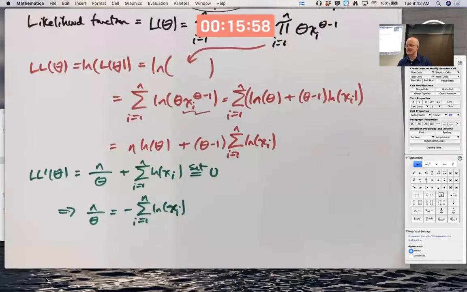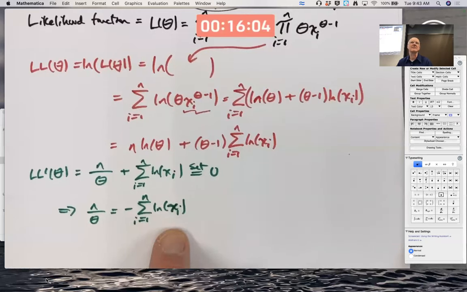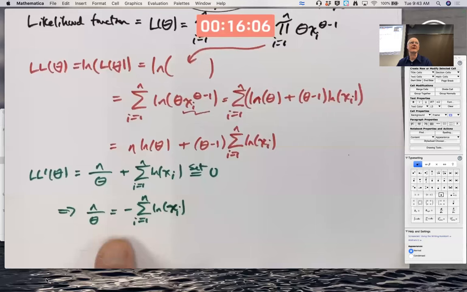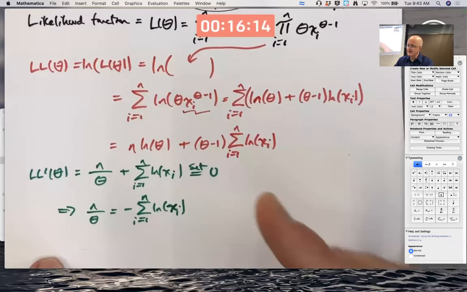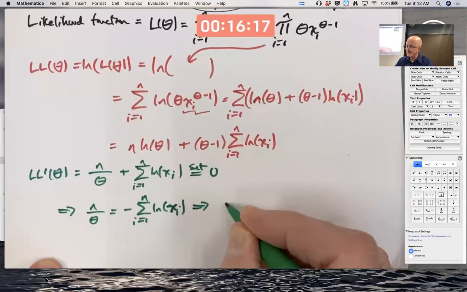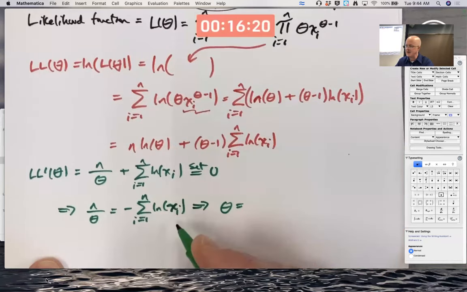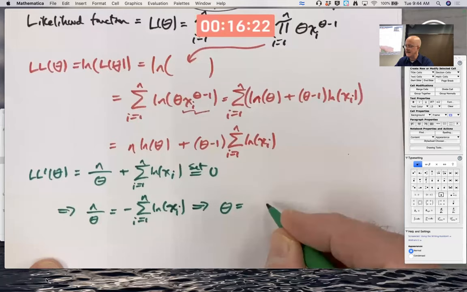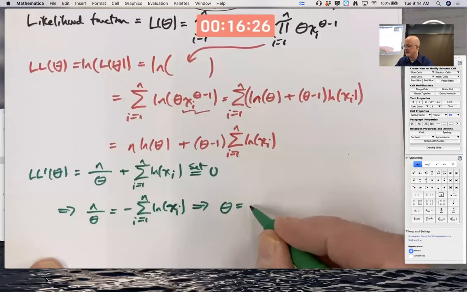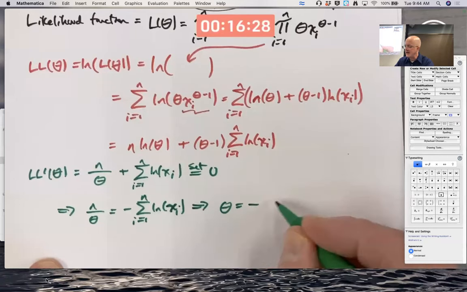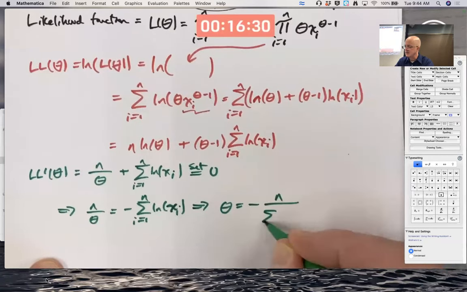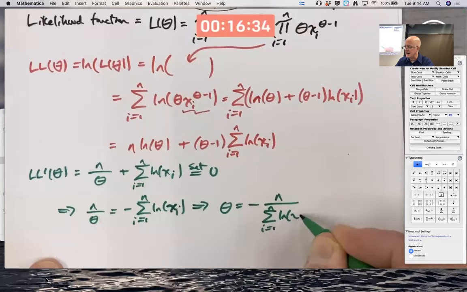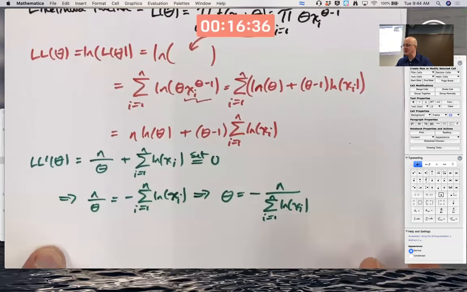Well, remember these x_i's are between 0 and 1, so their natural log is negative. This is actually a positive quantity here, even in spite of the negative sign, because the x's are between 0 and 1. Solve for theta. Divide both sides by the summation, multiply both sides by theta, and also multiply both sides by -1. You'll get theta is negative n over the summation, i goes from 1 to n, of natural log of x_i. That would be the most likely value of theta.